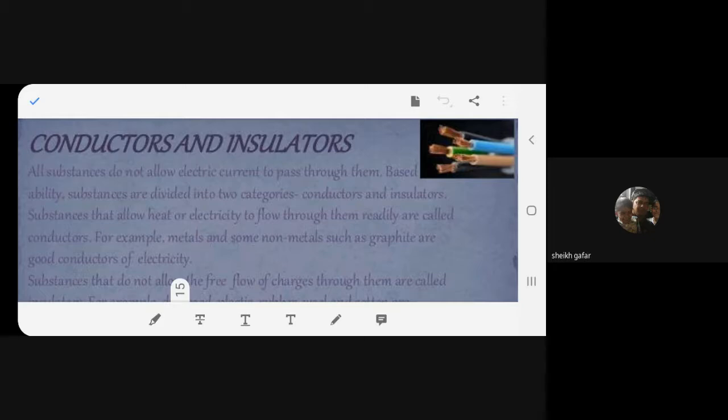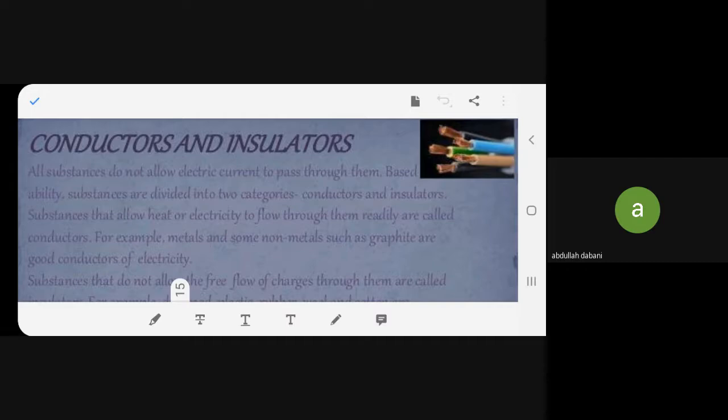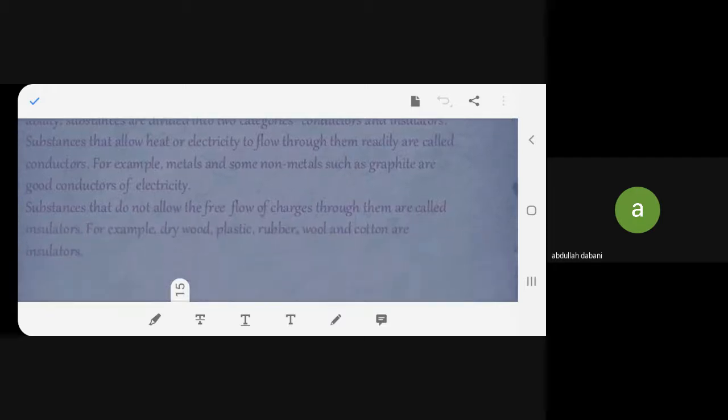Again, the same topic but another slide. Some information you will get from this. Start reading, beta. Conductors and insulators. All substances do not allow electric current to pass through them. Based on this ability, substances are divided into two categories: conductors and insulators. Substances that allow heat or electricity to flow through them readily are called conductors. For example, metals and some non-metals such as graphite are good conductors of electricity.